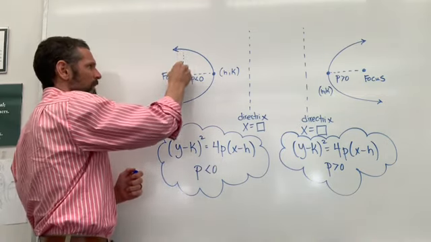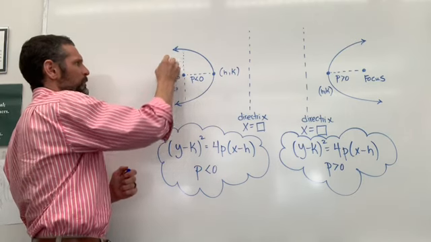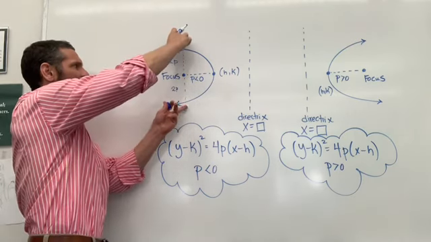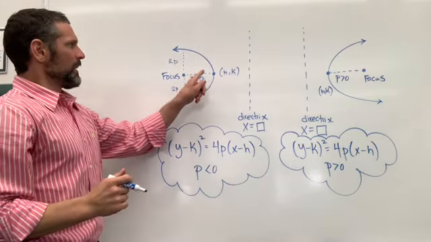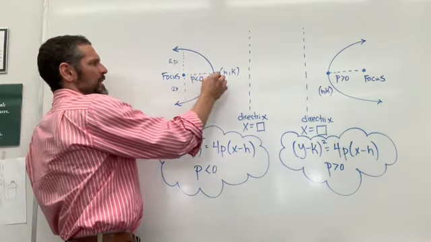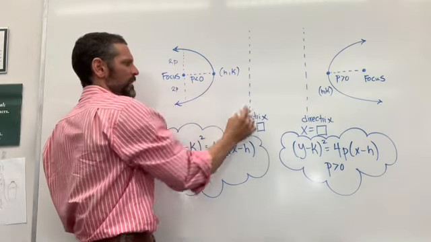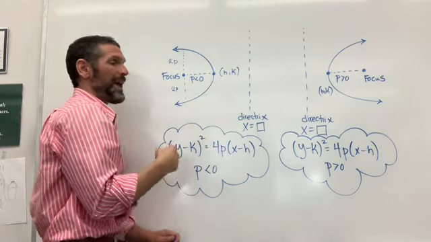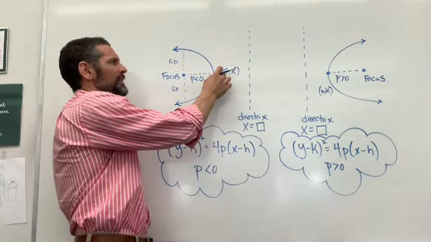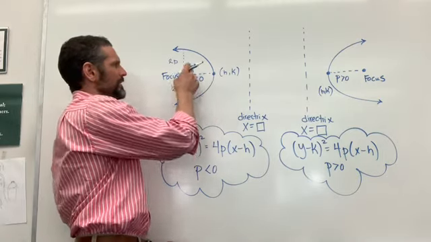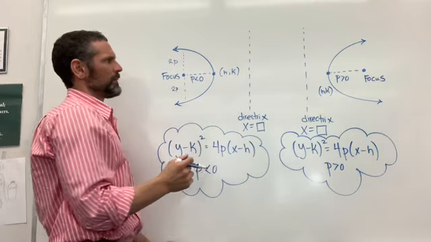Again, this 4p represents up 2p and down 2p. That's the width of the parabola at the focus. If I go left p, I'm going to go right p to find this directrix. Notice the directrix will have the form x equals something. It's a vertical line. It's actually going to be x equals h minus p to get there.